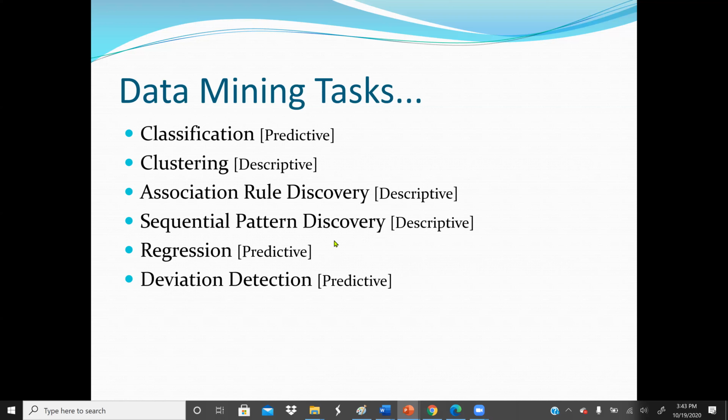Sequential pattern discovery is commonly used in, for example, computational biology, in DNA sequences. We know that if I have AGTTC, it means you have a specific disease. If I have ATTGC, it means a different disease. So the sequence of the nucleotides will determine the disease.